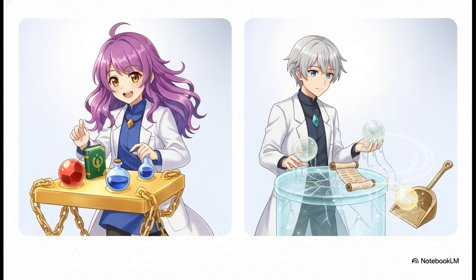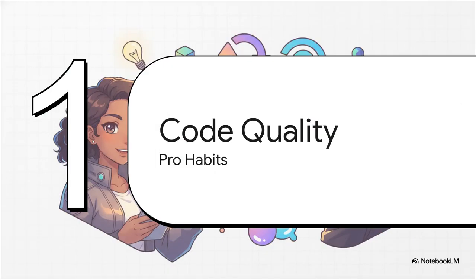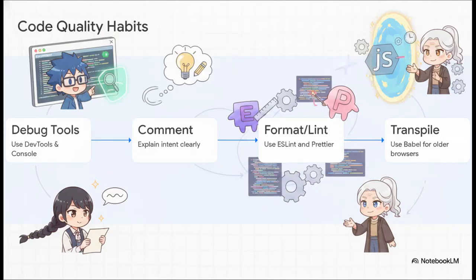Pretty cool, right? Section 6, Code Quality, Pro Habits. Before we wrap up this foundational tier, we really need to talk about how the professionals maintain clean, bug-free code. It really comes down to 4 essential habits. First, you've got to master debugging using your browser's developer tools. Just hitting F12 and stepping through your code line by line is vastly superior to just wildly guessing where the bug is. Second, write clear comments that explain the why behind your code, not just the what.